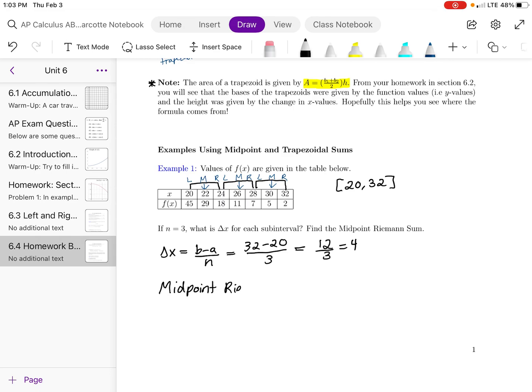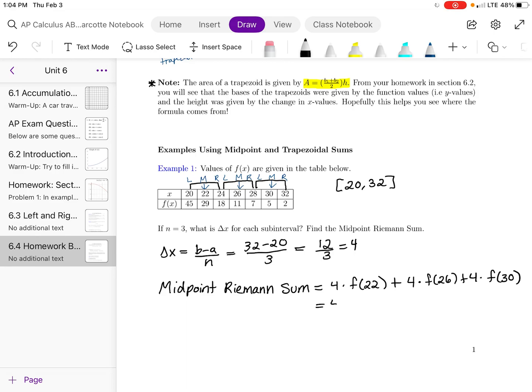Okay. And so I'm going to get that the midpoint Riemann sum is equal to delta x, which is 4, times f of 22, plus the length of my second subinterval, 4, my delta x, times f of 26, plus 4 times f of 30.